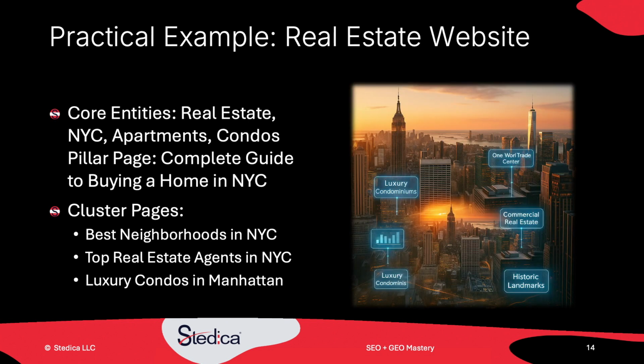Practical example: imagine you run a local real estate website in New York City. Core entities: real estate, New York City, apartments, condos. Pillar page: complete guide to buying a home in NYC. Cluster pages: best neighborhoods in NYC, top real estate agents in NYC, luxury condos in Manhattan. You use local business schema for your agency and track entity performance in Google Search Console.